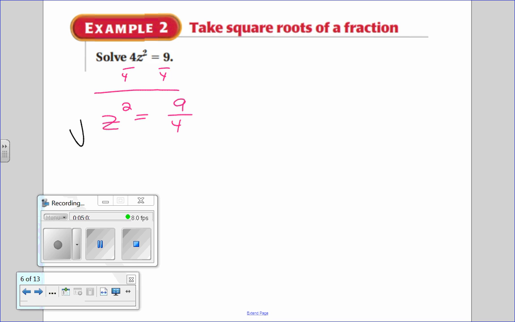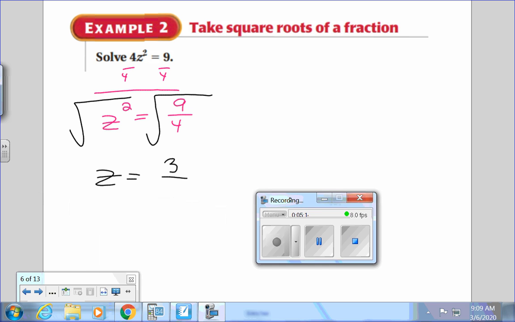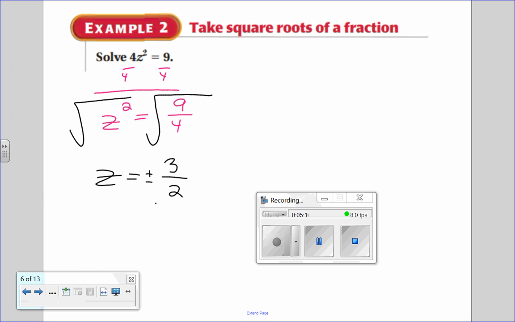When you get to here, you're going to do a square root. What you can do is just square root the numerator. So it's the square root of 9, 3. And you can square root the denominator. What's the square root of 4? So that's your answer, plus or minus 3 over 2.